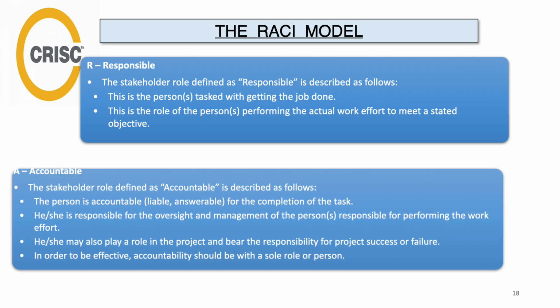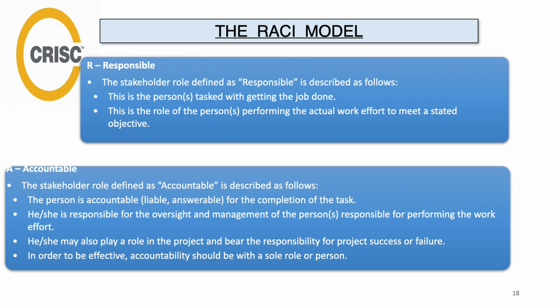Coming to the next, that is accountable. What is accountable? The stakeholder role defined as accountable is described. In this, the person is accountable, right? Liable or answerable for the completion of the task. He or she is responsible for oversight and management of the person responsible for performing the work effort. He or she may also play a role in the project and bear the responsibility for project success or failure. And in order to be effective, accountability should be with a sole role or a person.